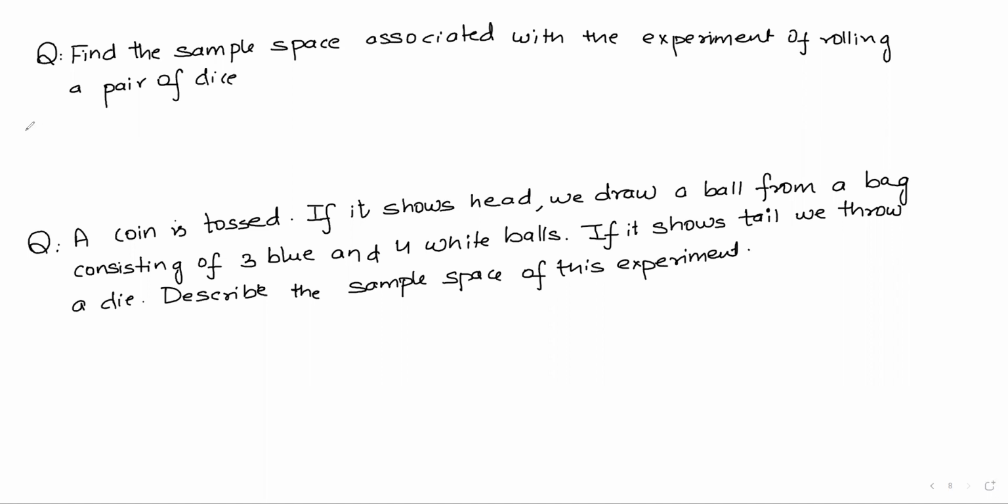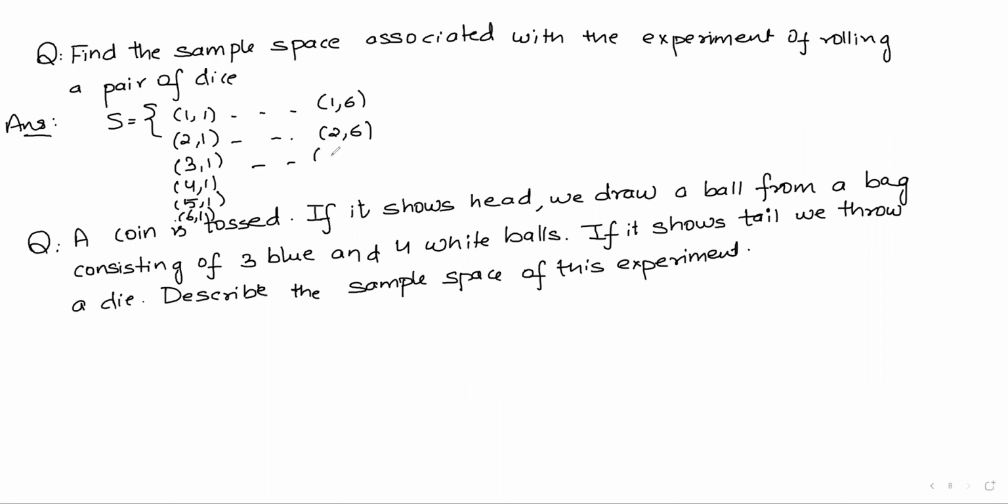Everyone has done the previous question. Krishna, this is done? Yes, sir. What's the answer? So, S is equal to (1,1), (1,2) and until (1,6). And similarly (2,1) and so on until (2,6), then (3,1), (4,1), (5,1), and (6,1). And this goes up to (3,6), up to (4,6), up to (5,6), and up to (6,6).